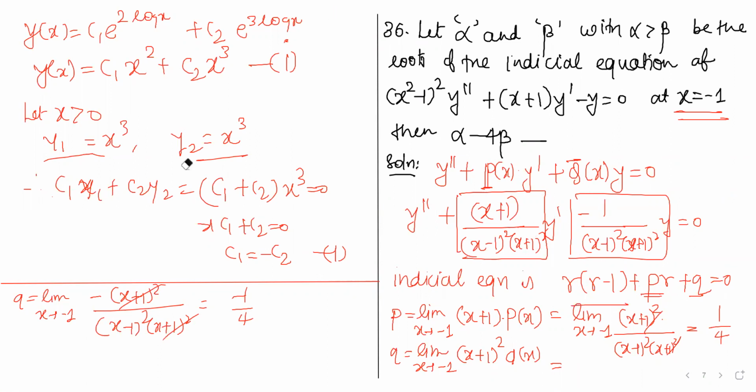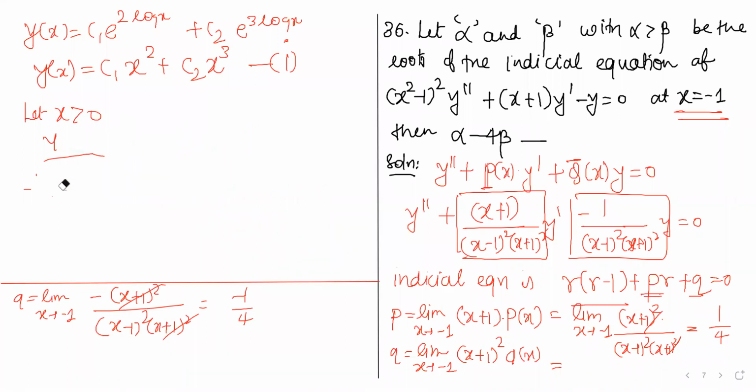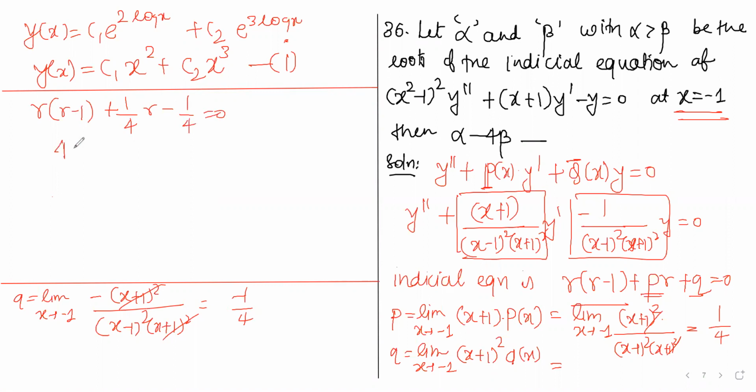So let us see what we get. We will solve the same problem here itself. So r into (r minus 1), and p is 1 by 4, so plus 1 by 4 r, and q is minus 1 by 4, so minus 1 by 4 equals 0. Just multiply it. So you get 4r square minus 4r, plus r will give me minus 3r, so minus 3r minus 1 equals 0.